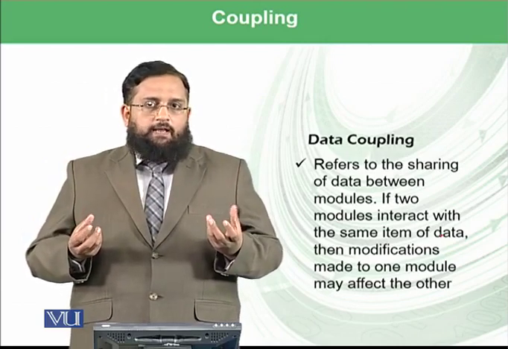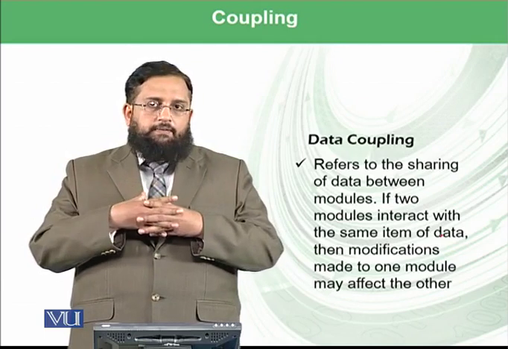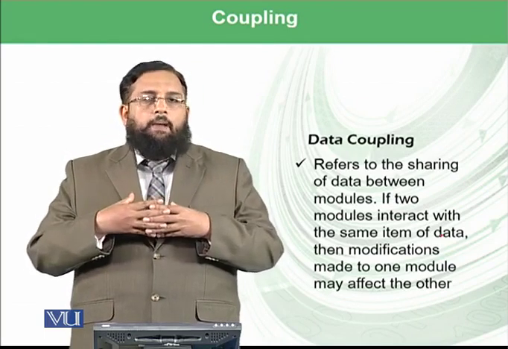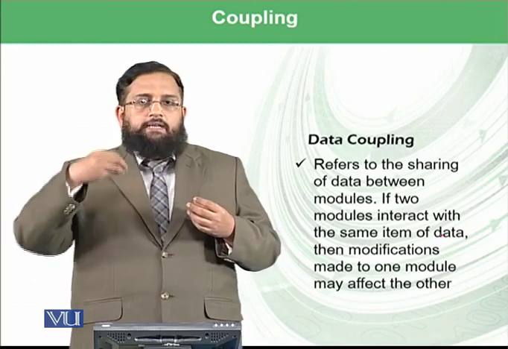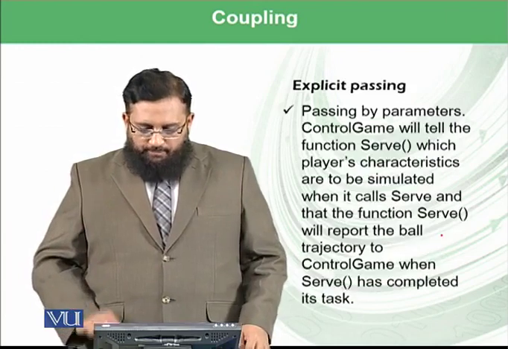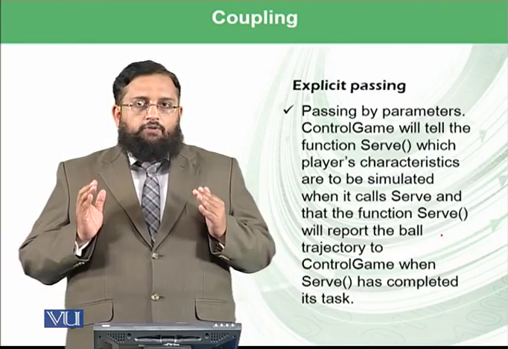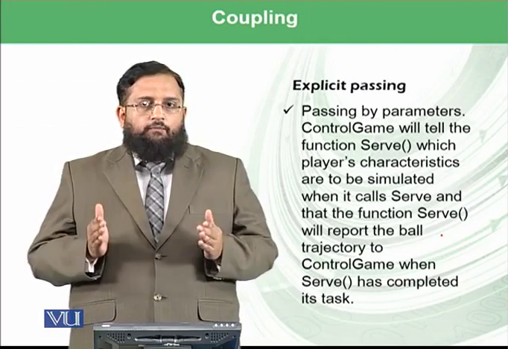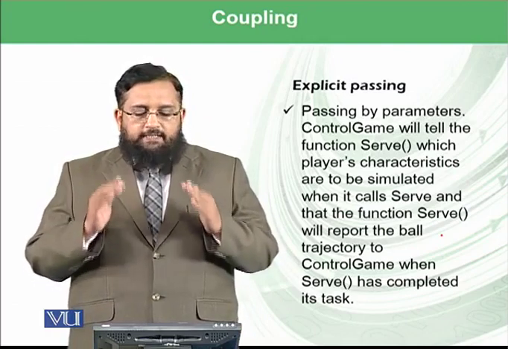So this means there is no direct connection between module A and module B. They are not dependent on each other, but they are dependent based on the data which is available and accessed by both of the modules. Then there is the question of how to handle such data coupling. There are two methods. One method is explicit passing.